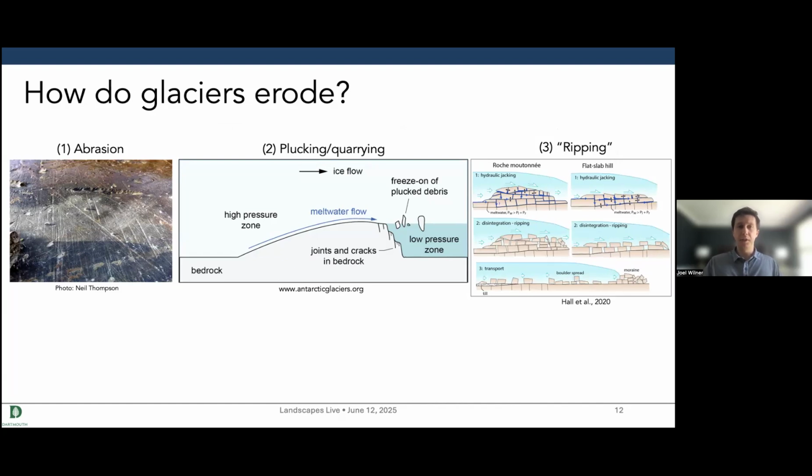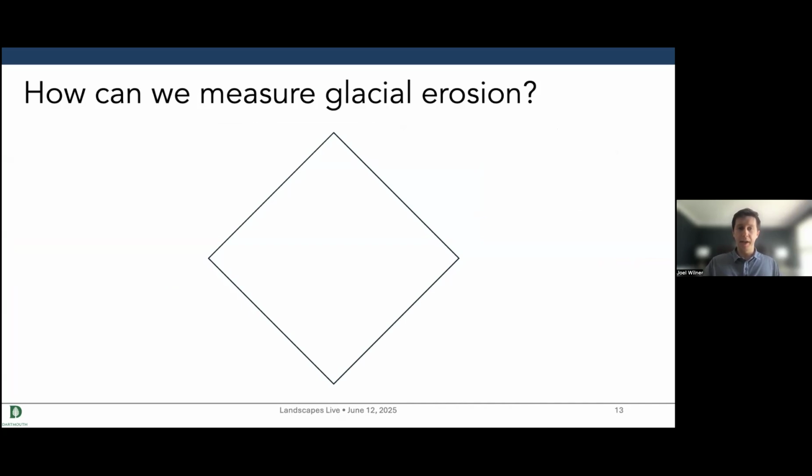How do we measure and quantify glacial erosion? There's a variety of mechanisms. There's cosmogenic methods, such as surface point measurements or detrital measurements that average over a basin.